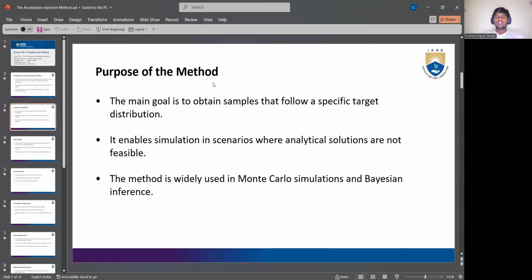The primary goal is to obtain samples which follow a specific target distribution. From the complex distribution, we have to maintain different samples with a specific target distribution. These distributions help us simulate scenarios when analytical solutions are not feasible, like we can simulate in different scenarios. This method is widely used in Monte Carlo simulations and Bayesian inference.